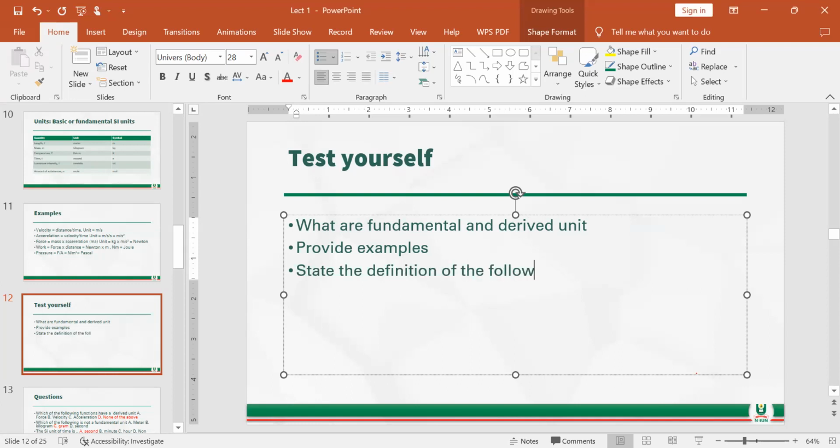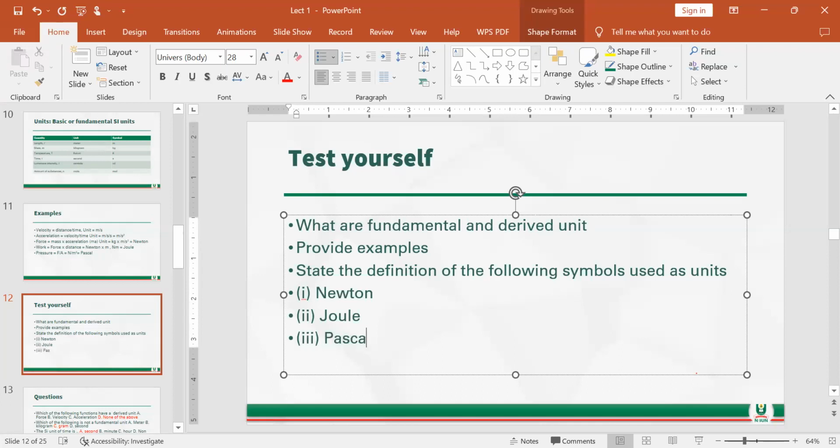The following symbols are used as units. One of them is Newton. The next one is joule. The next one is Pascal. And you can have something like ohms. Let me put IV. What is ohms? And many of them. Those are special things you can look at. What is the S meaning? The meaning can be related to SI unit.